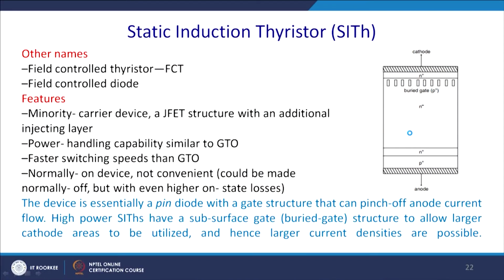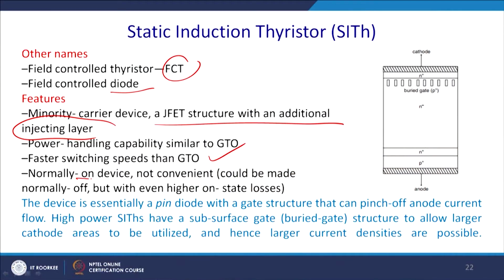Another member of the thyristor family is called the static induction thyristor. It is actually a field controlled thyristor or FCT, or field controlled diode, and it has features like a minority carrier device, a JFET structure with an additional injecting layer provided by the method of induction. Power handling capability is similar to the GTO, with a faster switching speed than GTO. These are a few add-ons that now come into the picture in GTOs.